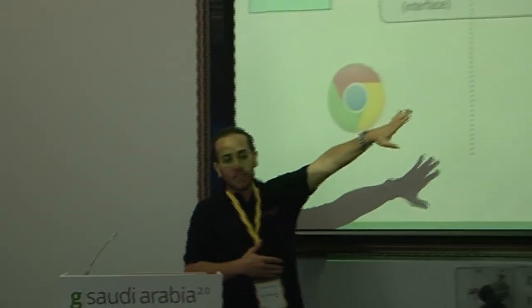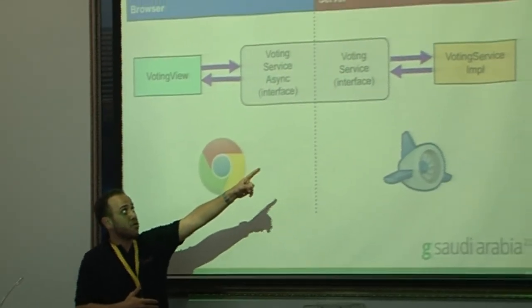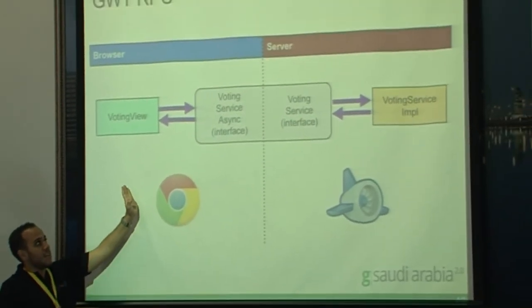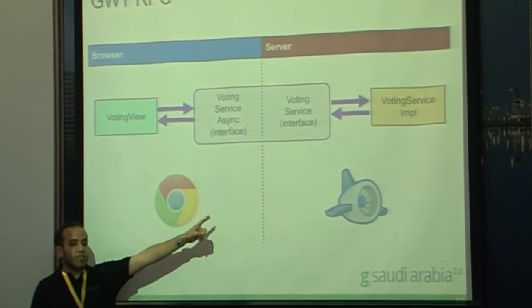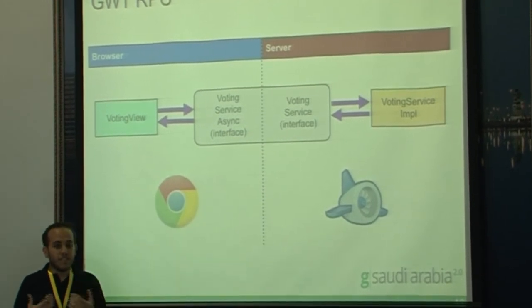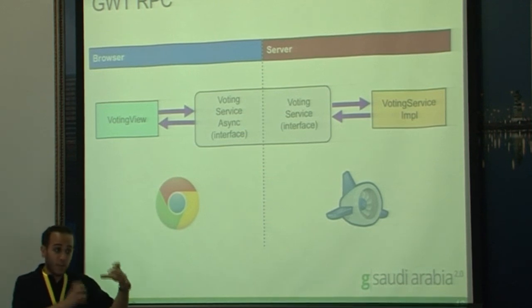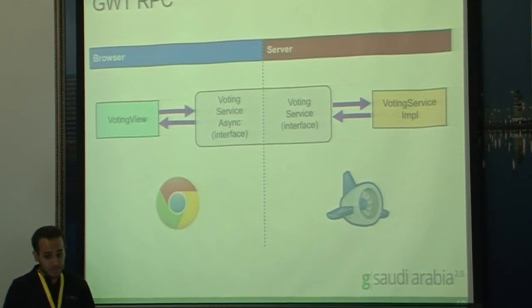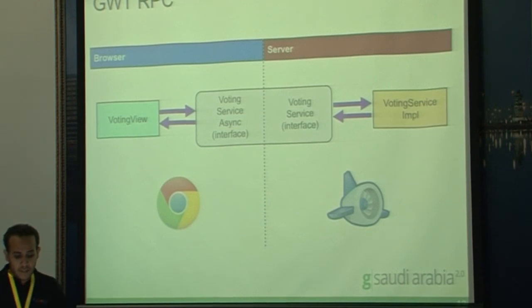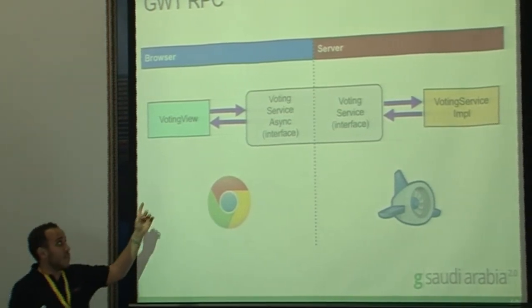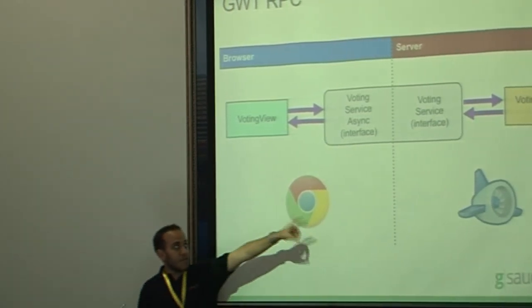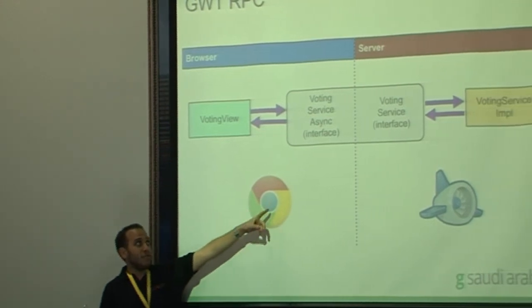So if you're creating the server side, you have a regular service interface called voting service. Then there's a service implementation, that yellow square. On the client side, the client isn't going to call the synchronous service. In general in Java, everything is synchronous, so there needs to be an asynchronous version of that same interface. Let me show you what that looks like. The voting view isn't going to interact with the voting service directly. It's going to interact with the voting service async.